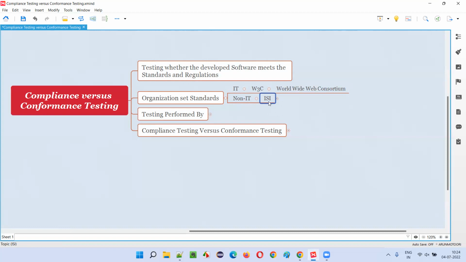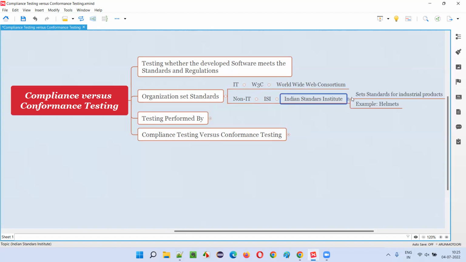Okay, ISI mark, we generally call that. The full form is Indian Standards Institute. So as simple as, if you are trying to purchase a helmet, guys, for your bike, you're a rider or you travel on a bike and you definitely need a helmet, right? So people tend to purchase the helmets which are marked with the ISI mark, because there is a standard.